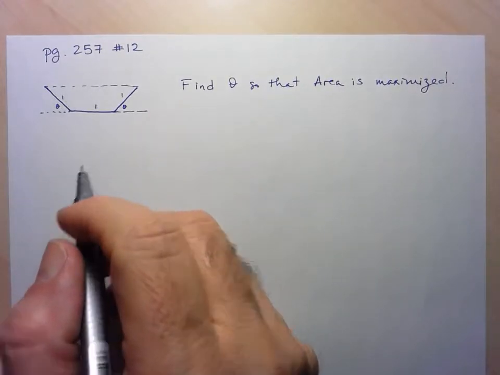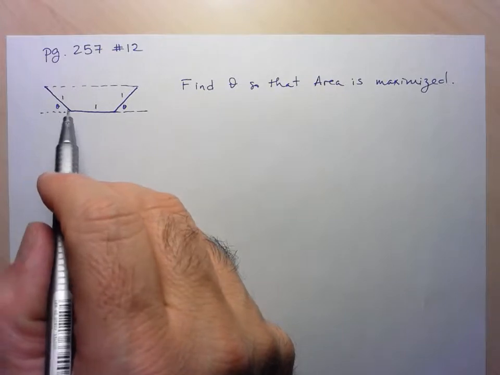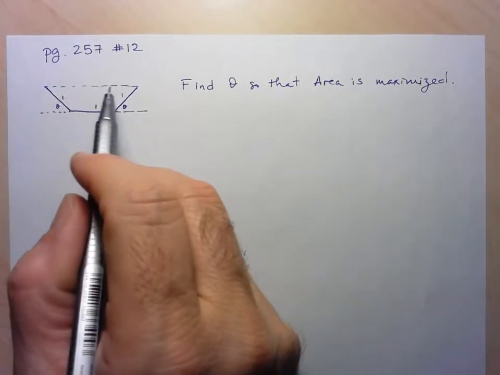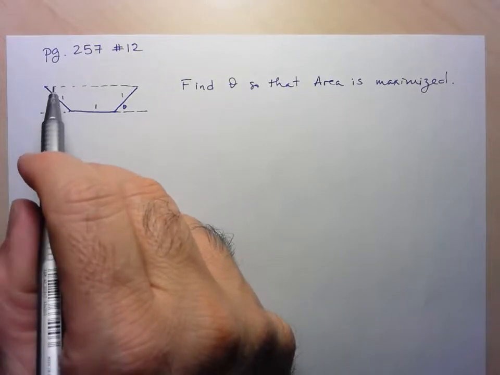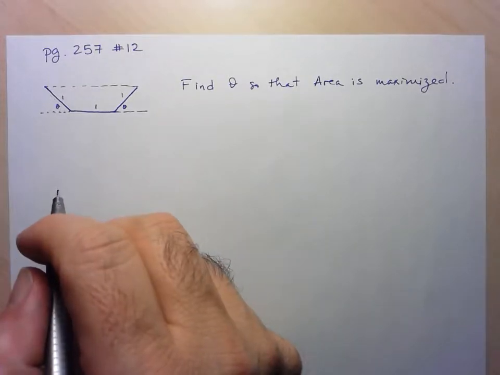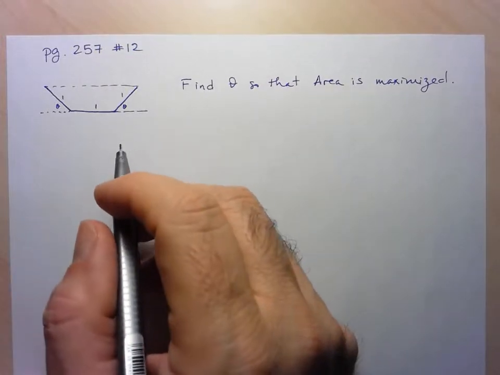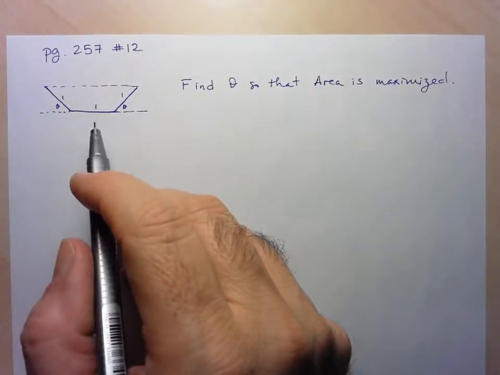Now, it's an isosceles trapezoid because they tell us that these angles are the same, so it means the angles inside the trapezoid are also the same, parallel line principle. So what we have to do is first of all come up with an equation to represent what it is that we're trying to maximize.